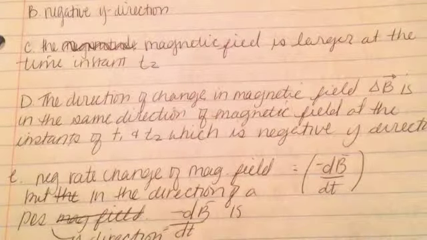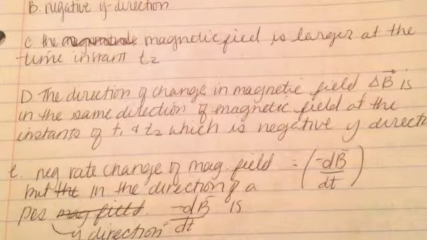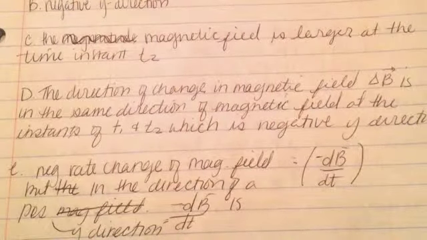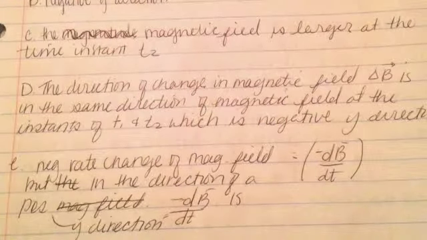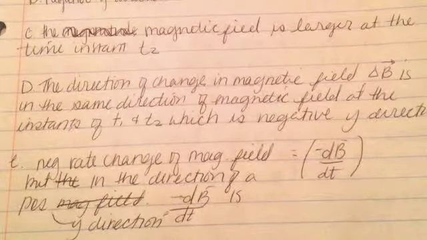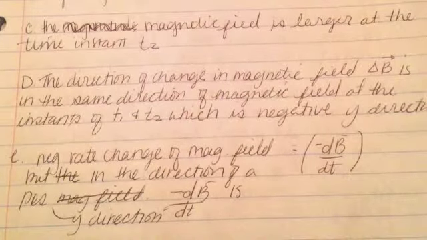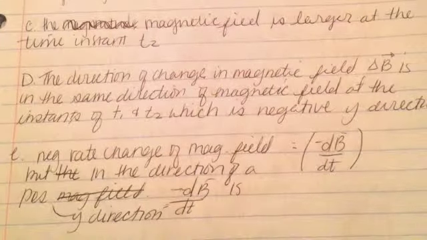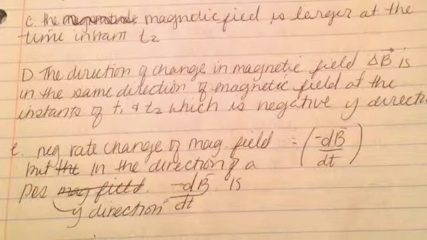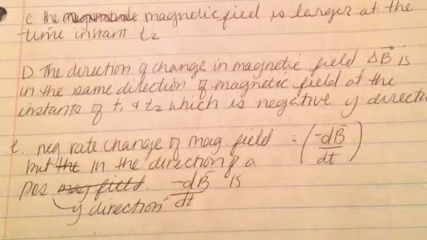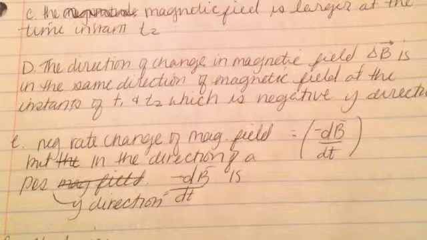Part E is what is the direction of the negative rate of change of the magnetic field. So, the direction of the negative rate of change of the magnetic field is the opposite. It's going to be the opposite direction of the change in magnetic field, which is going to be negative dB over dt, which is in the positive y direction.